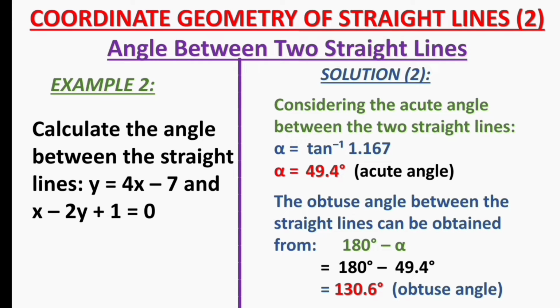Next, the obtuse angle between the two straight lines can be obtained by 180 degrees minus the acute angle alpha. That gives us 180 degrees minus 49.4 degrees. That gives us an obtuse angle which is 130.6 degrees. Please take note of these solutions to example 2.